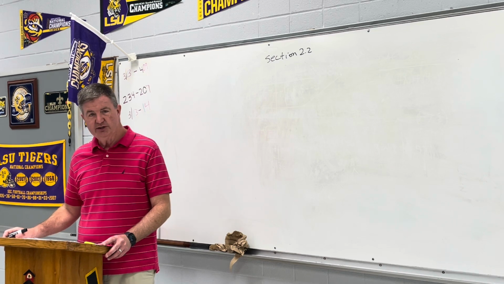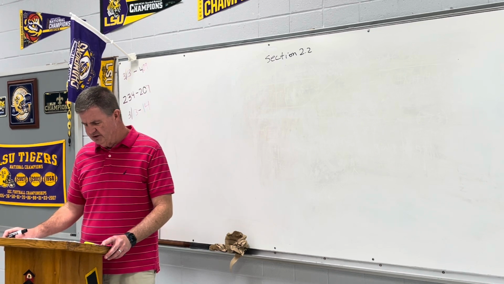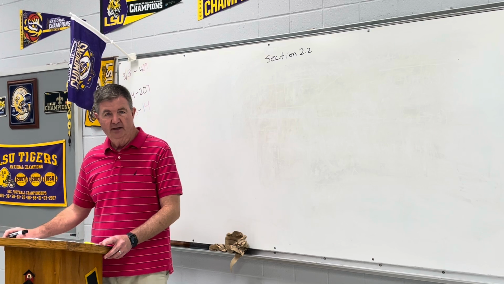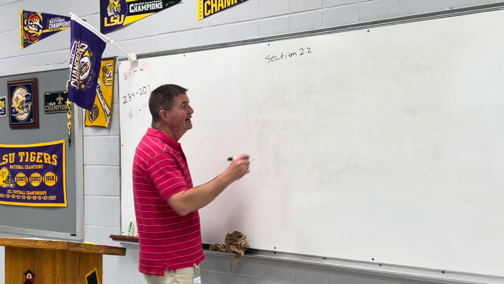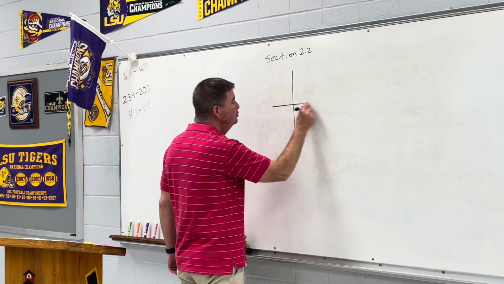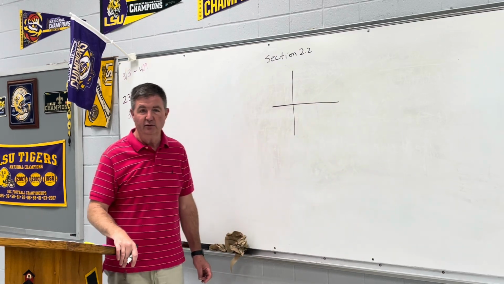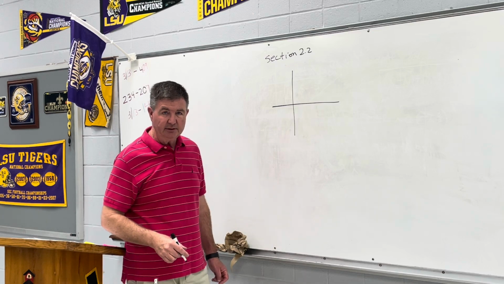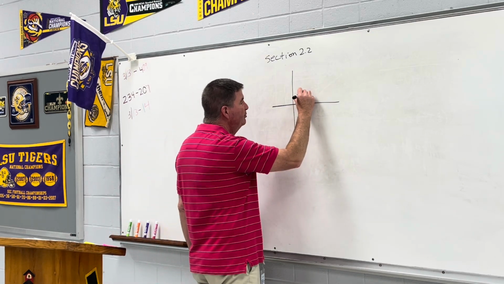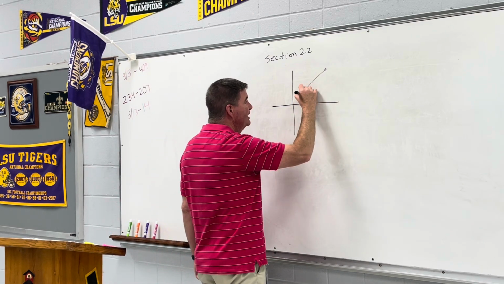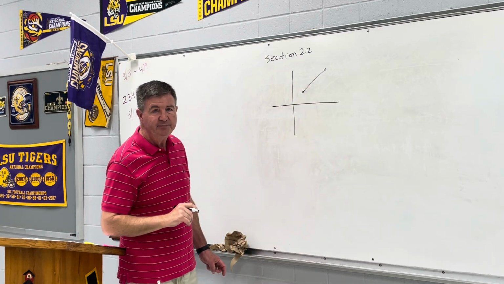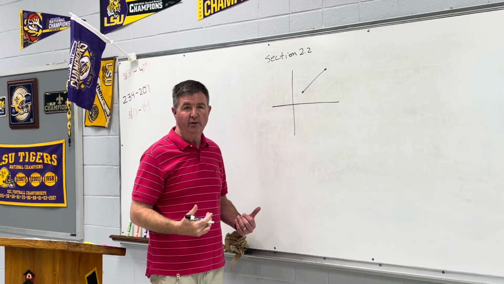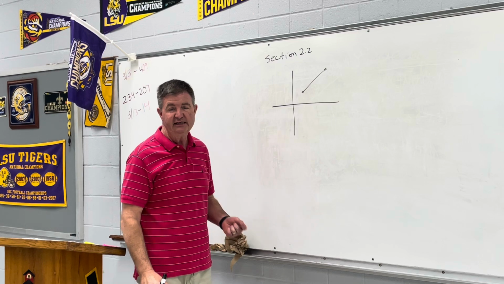Today we'll be doing section 2.2, which is the rectangular coordinate system. We are going to find the distance between 2 points that are on the rectangular coordinate system. If it was vertical or horizontal, we can just count the points. But if we have a point or 2 points that are in a diagonal direction, we have to come up with a formula, which they have, called the distance formula.